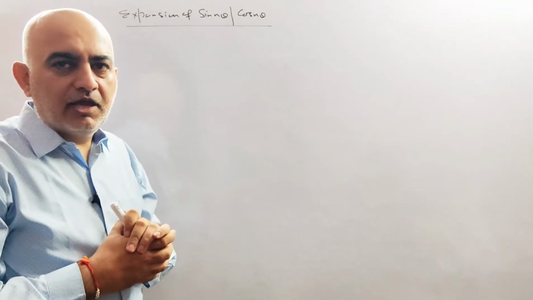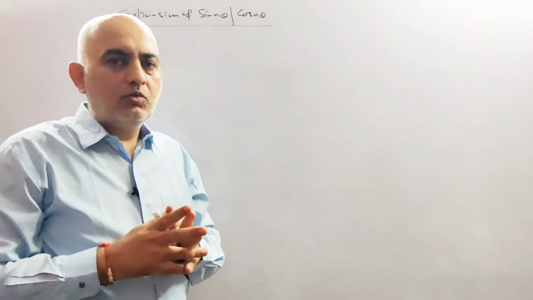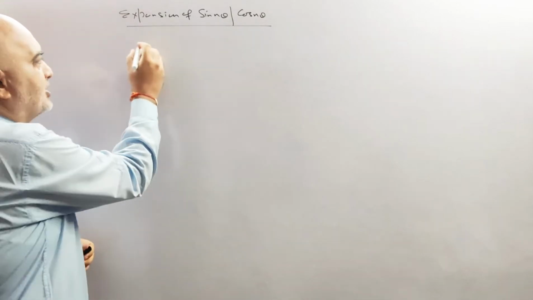Hello friends, after doing many of the applications of De Moivre's theorem, today we are discussing the expansions of sin n theta and cos n theta. How will you find the expansions of sin n theta and cos n theta in terms of sin theta and cos theta itself? That can be done with the help of De Moivre's theorem again. So I am starting with this topic, the expansions of sin n theta and cos n theta. How will you find this kind of expansion?